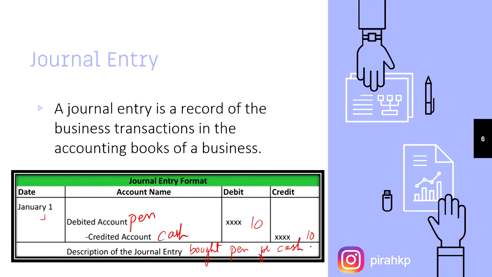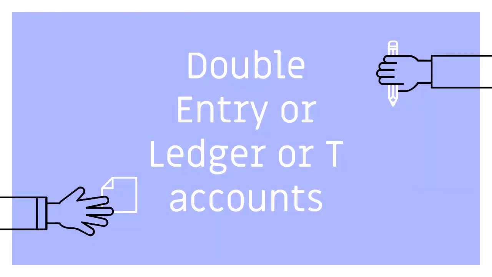Understood? And when did it happen? It happened on 9th November. So that's your journal entry. And now in the upcoming examples, we will be doing those as well as ledger accounts. Now we will move forward to ledger accounts, or as we call them, T accounts, and it is also known as double entry. Alright, so ledger accounts.